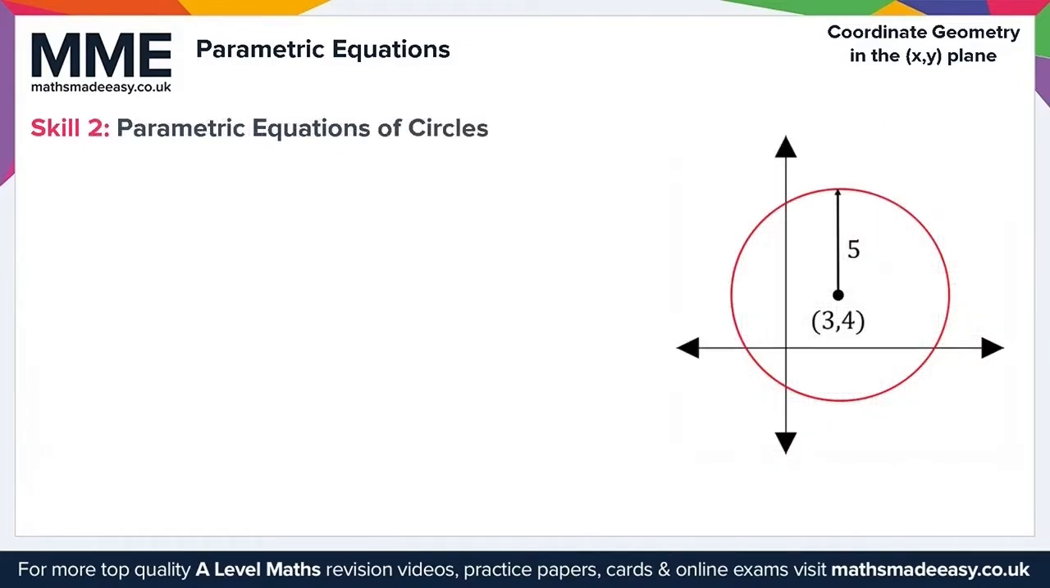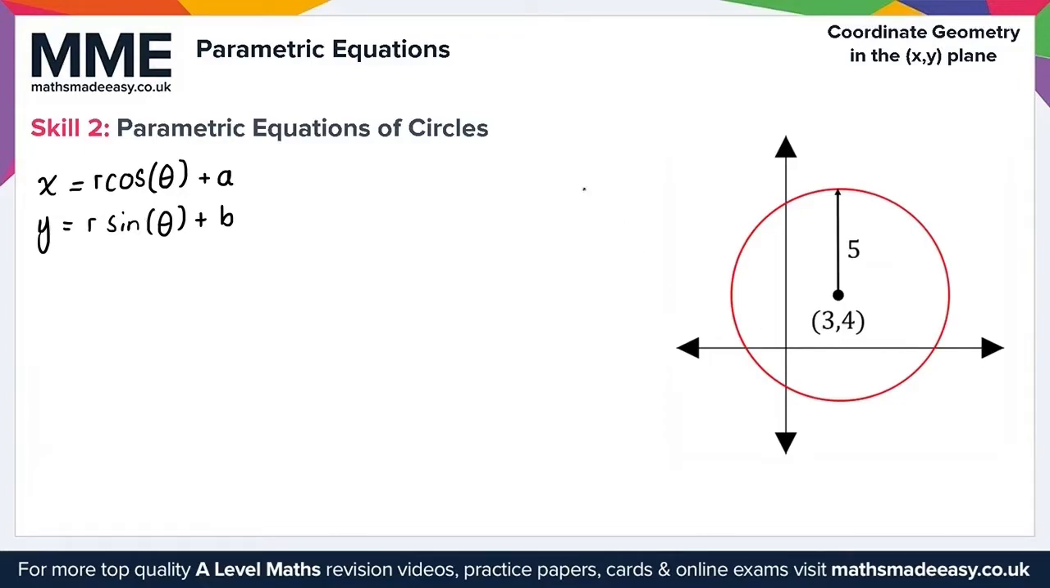Moving on to skill 2 now, which is taking a look at parametric equations of circles. While t is the most common parameter, some parametric equations use trigonometric functions, and as a result, use the parameter theta. The parametric equation of a circle with radius r and centre (a, b) is given by x equals r cos theta plus a, and y is equal to r sin theta plus b. So for example, using this picture here, we have a circle with centre (3, 4) and radius 5.